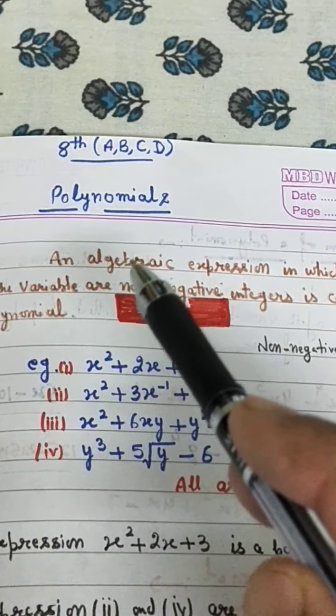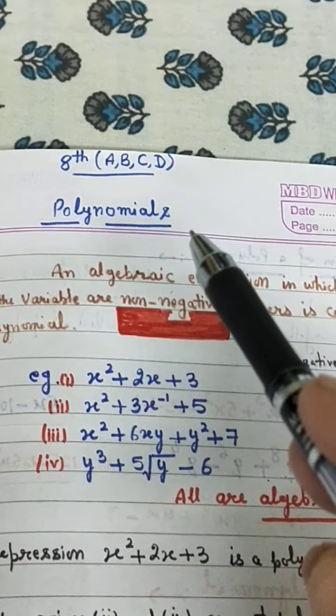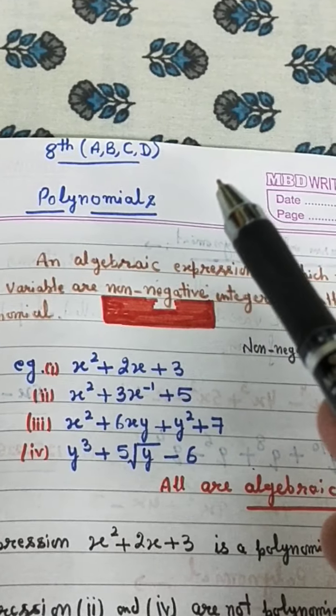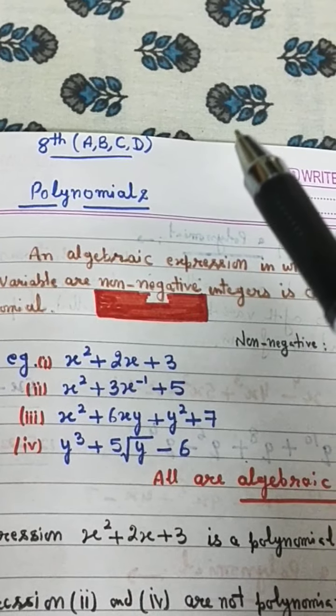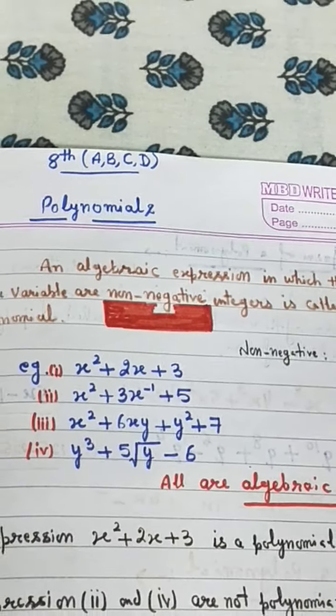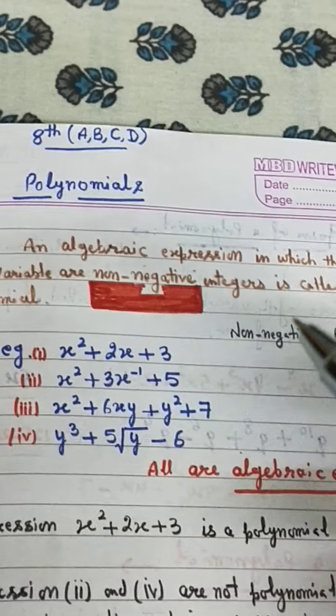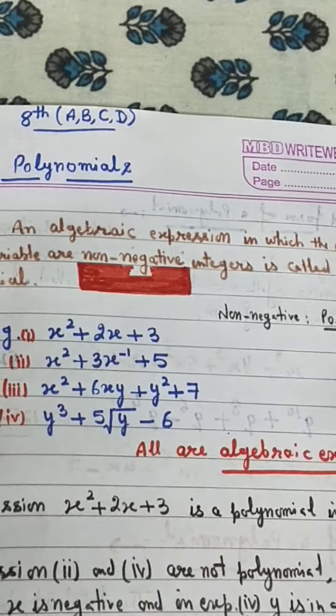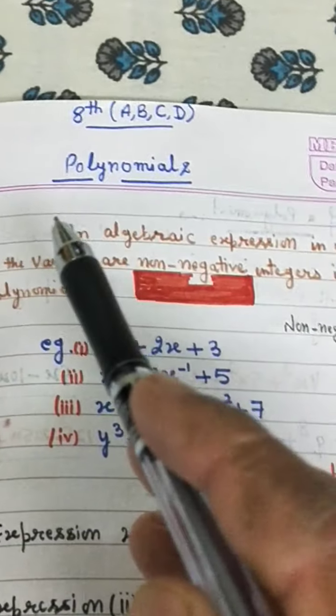What do you mean by an algebraic expression? It is a combination of constants and variables separated by some fundamental operation, and is called an algebraic expression. Kinds of expressions: monomial, binomial, trinomial, and so on. So what is a polynomial?